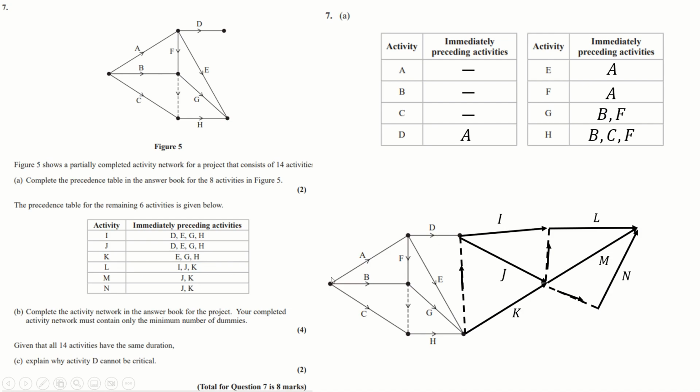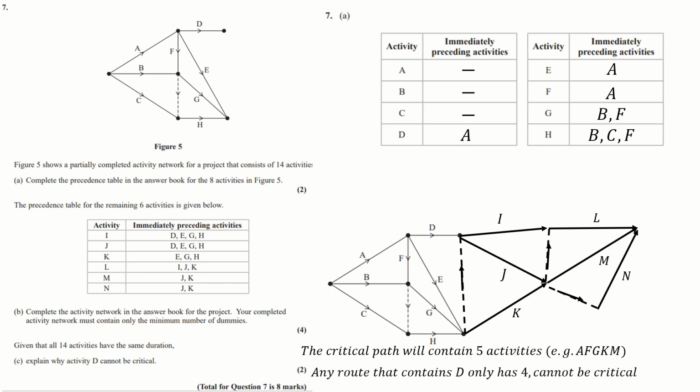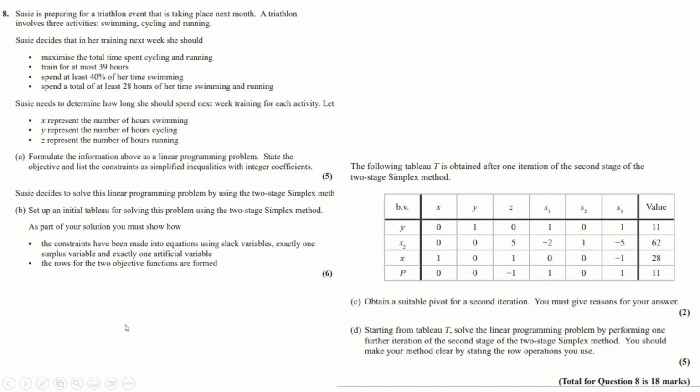Now D, no matter how you go through D, like A, D, J, M, you're only using 4 actual activities, sorry. So D can't be critical because it's part of paths that are only 4 activities long, and since all the activities are the same length, it's going to be any of the paths that are 5 activities long that are actually going to be critical. So D can't be a critical activity because it's not part of a critical path. Okay, cool.